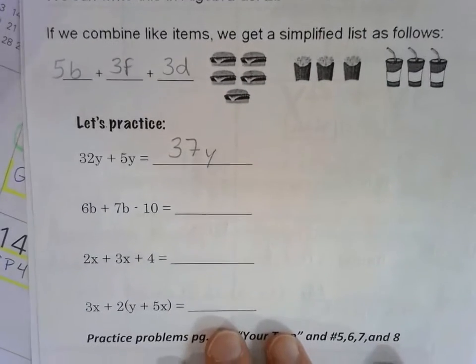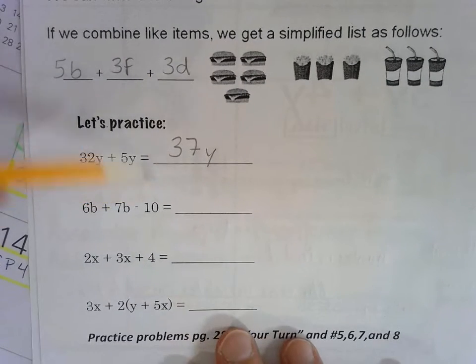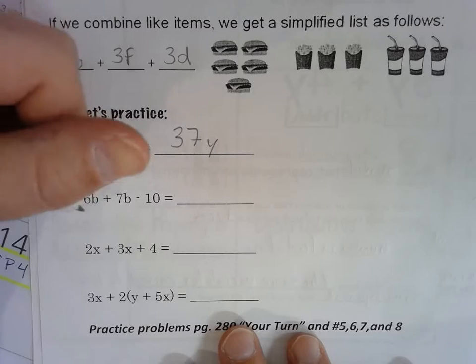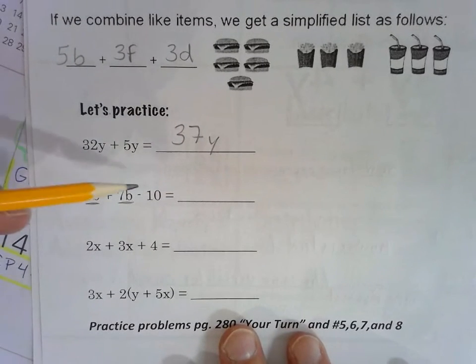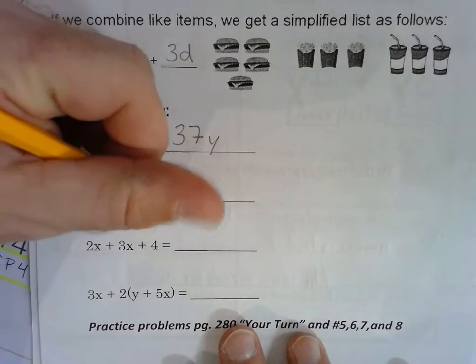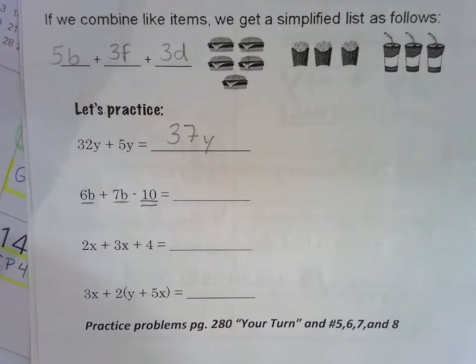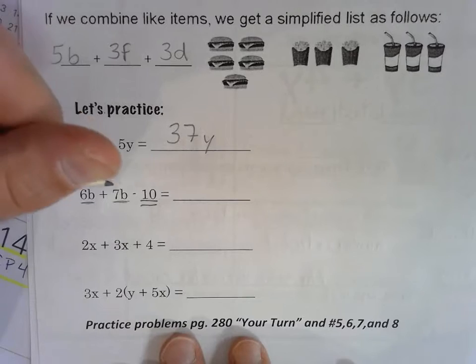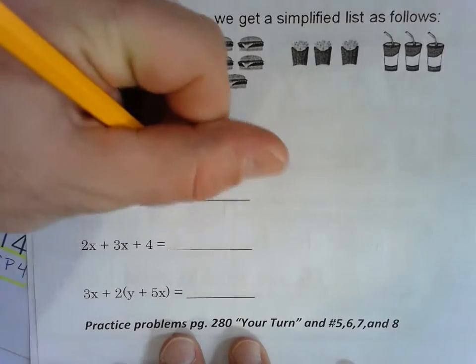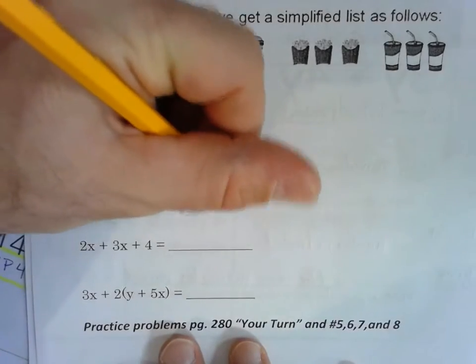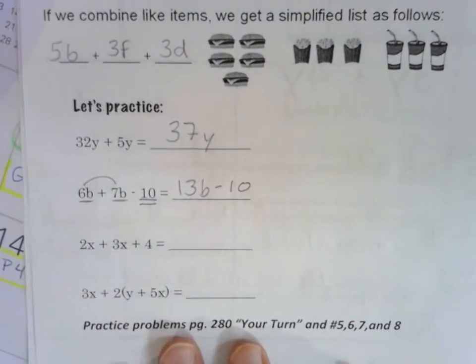Okay, next one, 6b plus 7b minus 10. The like terms are the b and the b. The 6b and the 7b are like terms. This is just a number, so that is not a like term. So I combine the like terms. I have 7b and 6b. That's going to give me 13b. And then I'm just going to rewrite the rest of the problem, minus 10.